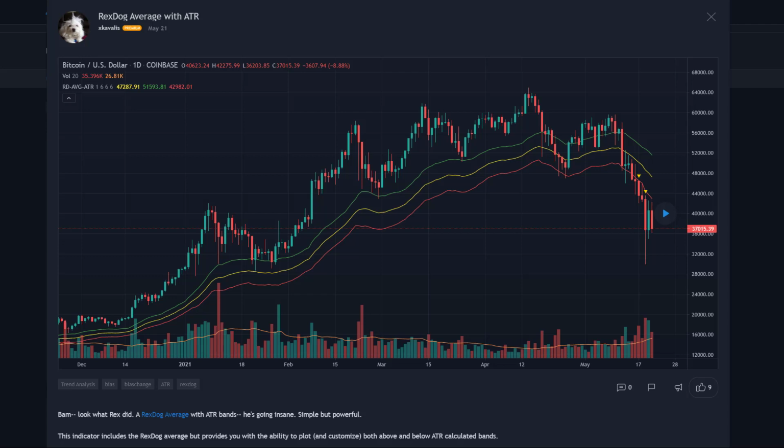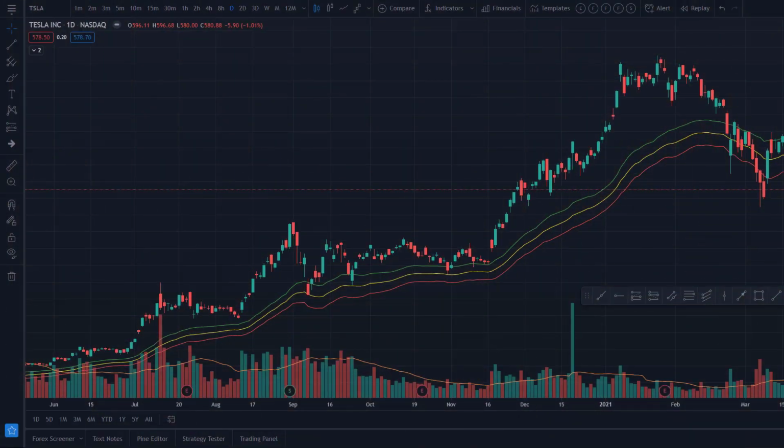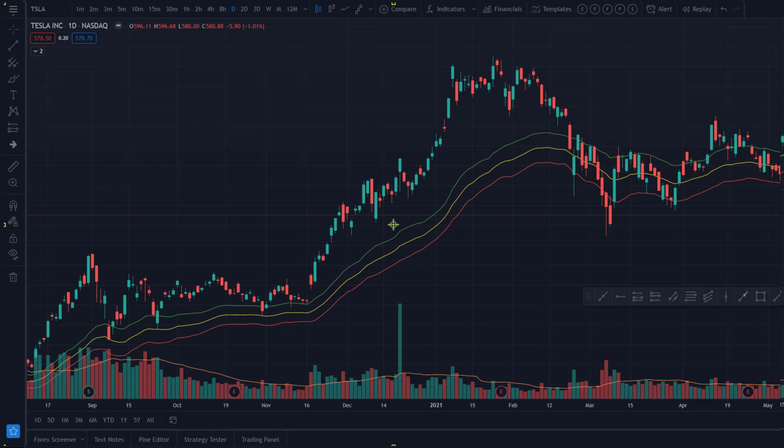I'd like to introduce you to the RexDog Average with ATR. That is average true range. So let's jump over to the chart and discuss how this works. Now, if you're not familiar with the RexDog Average and how it works, there'll be a link down below in the description that covers the base RexDog Average. In this video, we'll just talk about the additions.